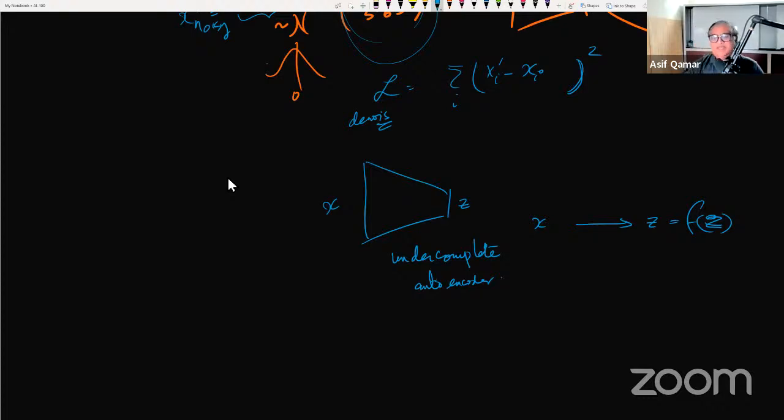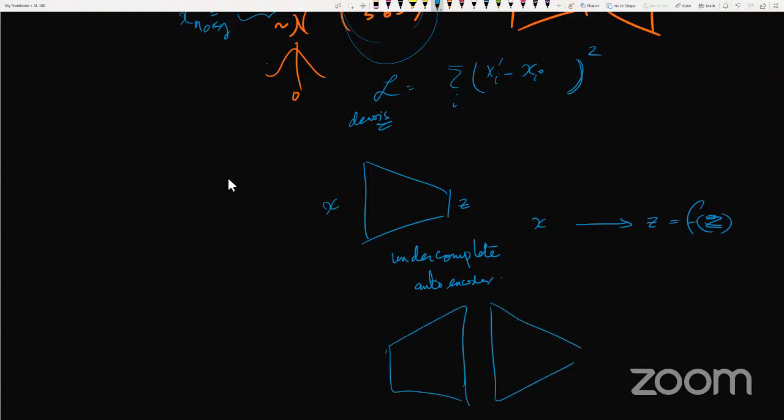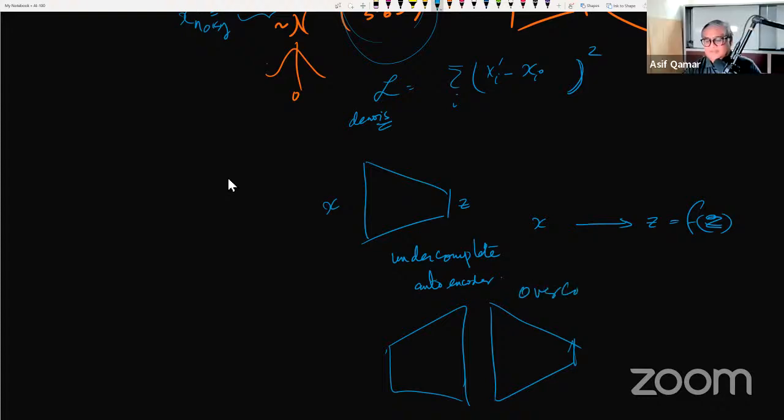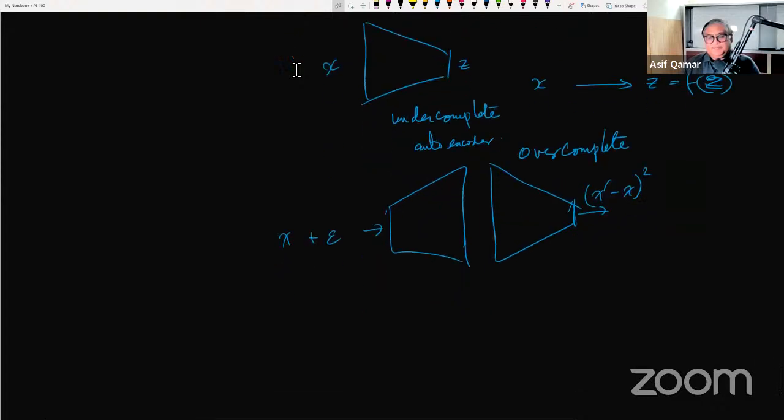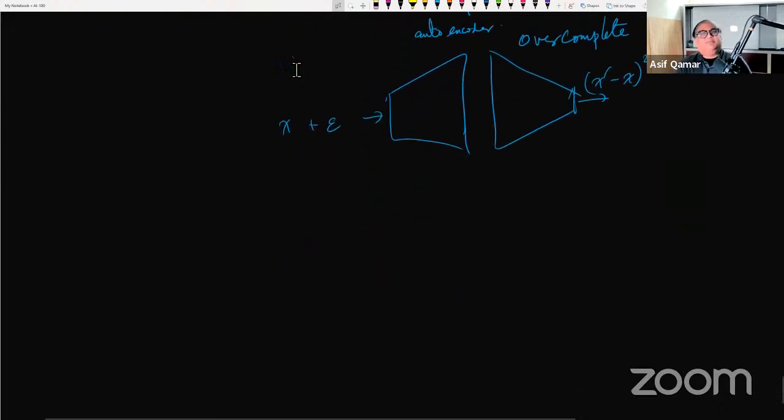By the way, when I spoke of the denoising autoencoder, it is usually the opposite. It is overcomplete. So you send X plus noise into this, and here X prime minus X, you consider the loss function. So when you look at overcomplete autoencoders, just as a recap, I said that it is paradoxical. Why would you create an overcomplete autoencoder?